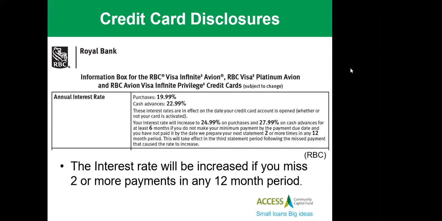In some credit cards, companies charge different interest rates for purchases and cash advances. As you can see from the box, cash advances usually carry a higher interest rate. In this example, it is 22.99%, which is 3% higher than the purchases. And the interest rate may increase if you miss 2 or more payments in any 12-month period. So even if you can't pay your bill in full, you still want to pay the minimum payment to avoid a higher interest rate.